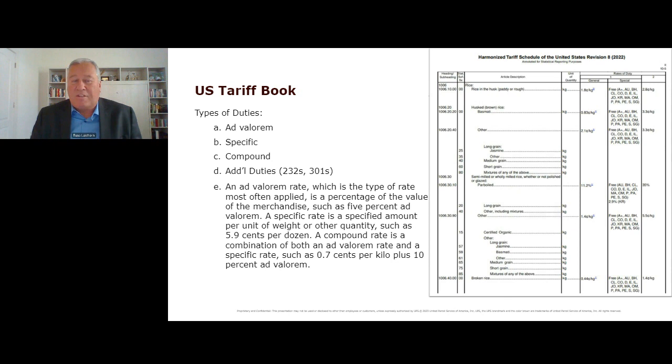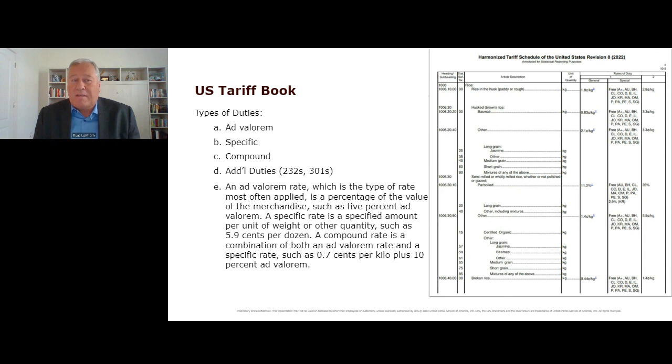Now, a specific duty rate is different than an ad valorem. It's not a percent. It may be based on the weight of the goods coming in. On this rice, if you look right here at the other husked brown rice, it's 2.1 cents per kilogram. So a specific duty doesn't have anything to do with the value of the goods. It's the weight of the goods that you're bringing in. So the duty on this one would be 2.1 cents per kilogram of rice that you import.